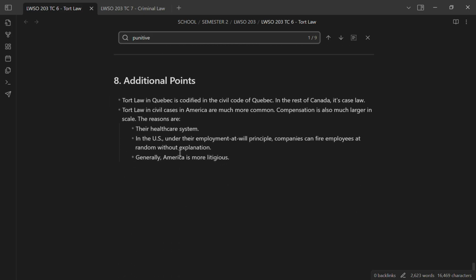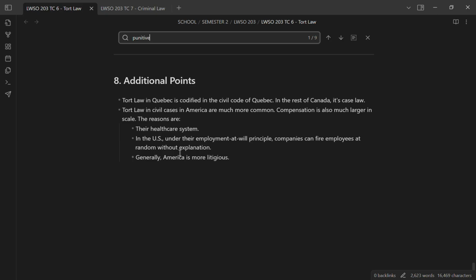Just a couple more things. Tort law in Quebec is codified in the Civil Code. In the rest of Canada, it's based on case law. Tort law and civil cases in America are much more common. Compensation is also much higher on the scale.